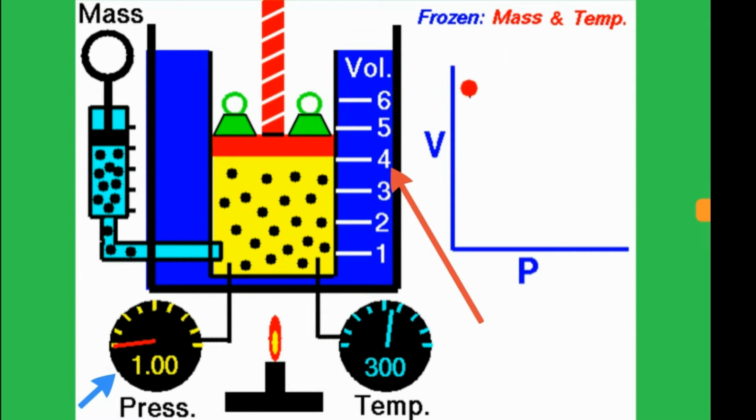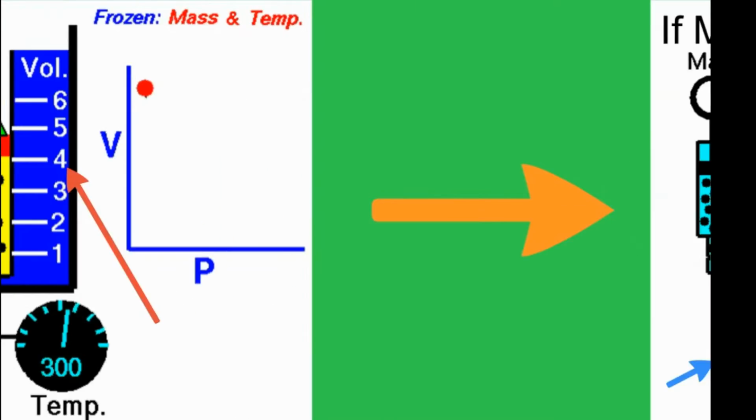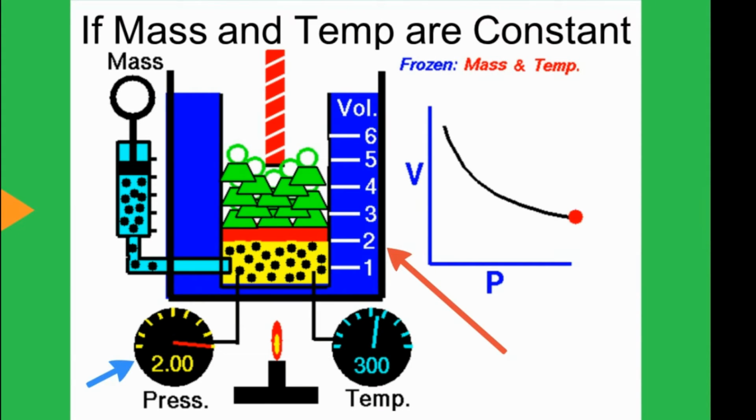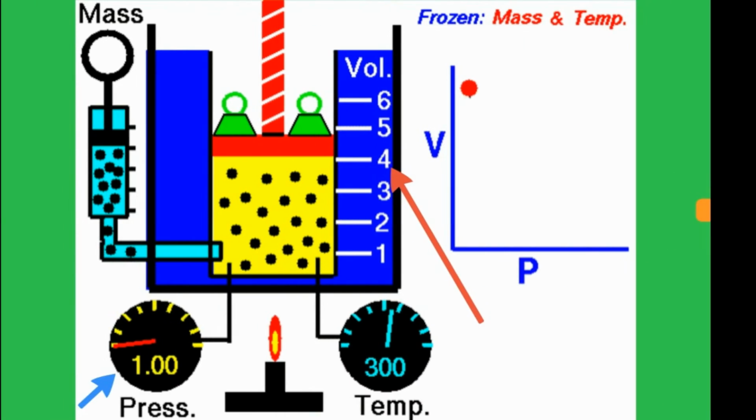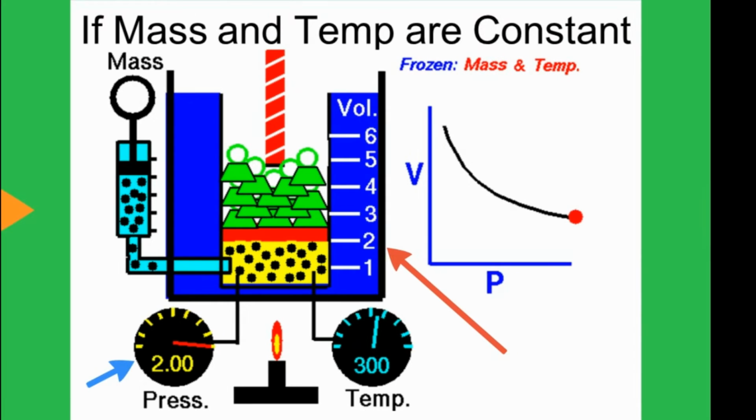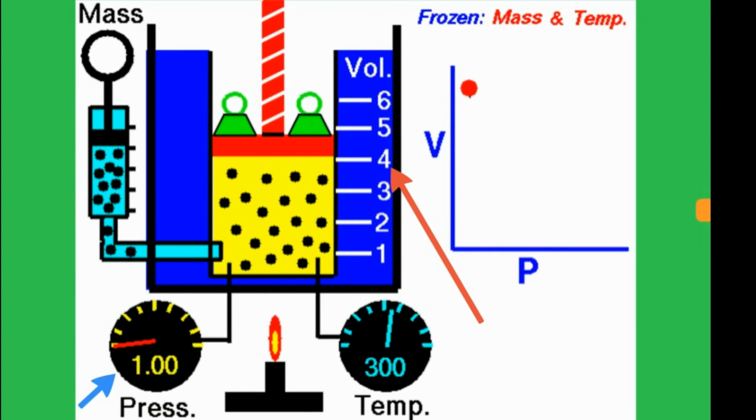What is the pressure at right here? 1. Okay. What's that over here? 2. Okay. Did the pressure go up? Yeah. So the pressure increases. We know that. Look at our temperature. 300. What's it at over here? 300. Did it change? No. Kept constant. So only thing that's changed so far is your pressure.